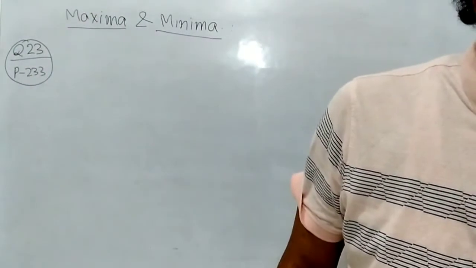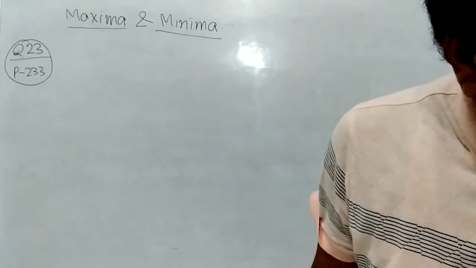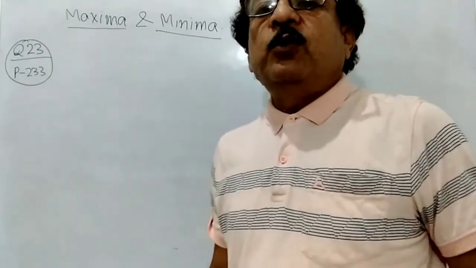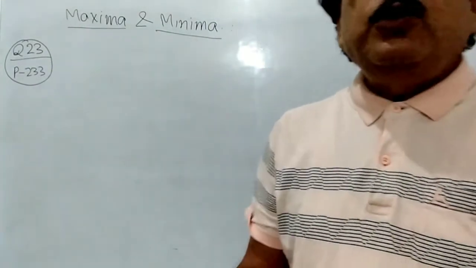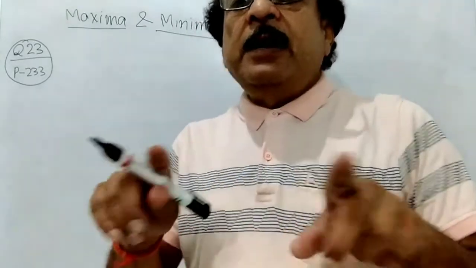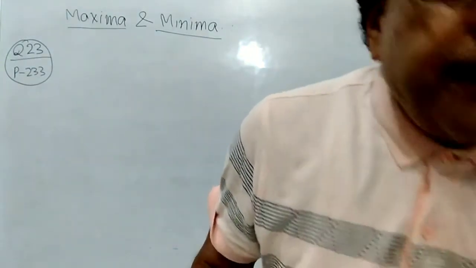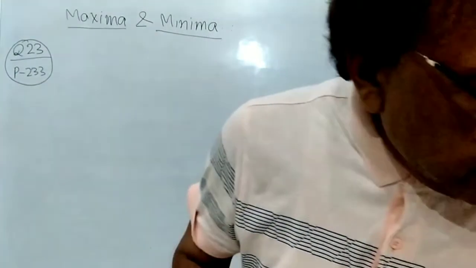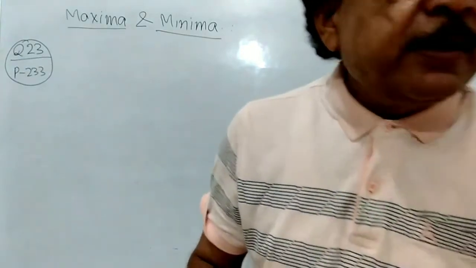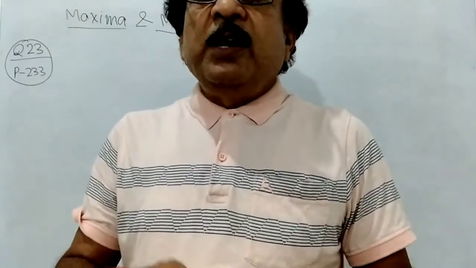In question number 23, it is given: prove that the volume of the largest cone that can be inscribed in a sphere of radius R is 8 by 27 of the volume of the sphere.